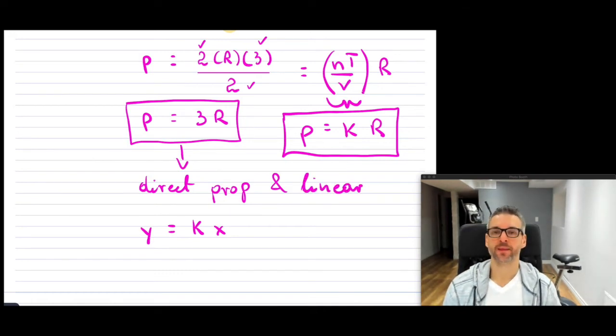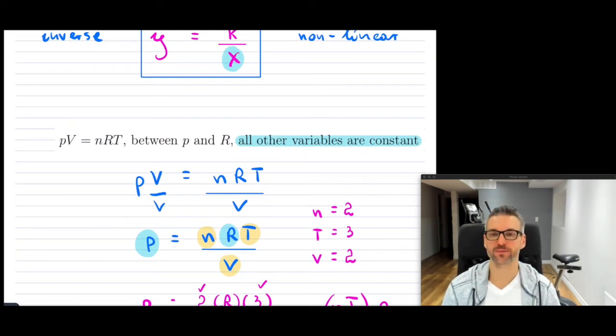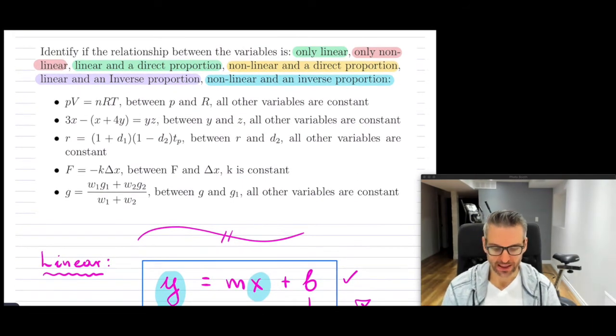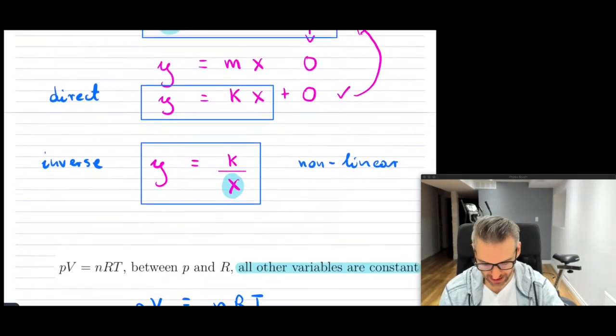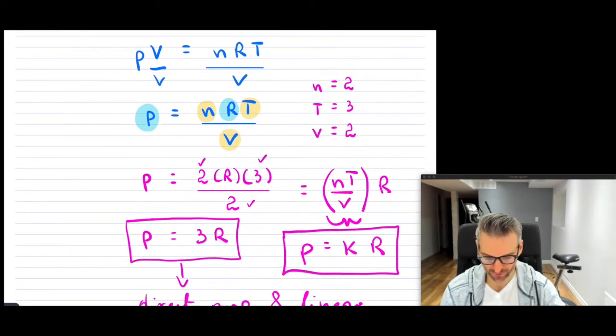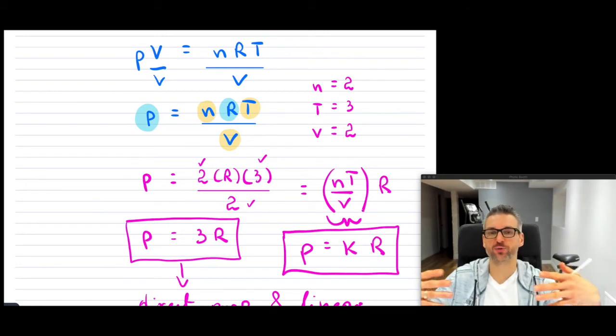right? So the relationship between p and r, if we were picking from the list, is not only linear, because it is linear and a direct proportion. That's the one we would have picked for this particular example. And that's how you would show it to see it for yourself. It is a little tricky, and you have to understand how these two relationships work.